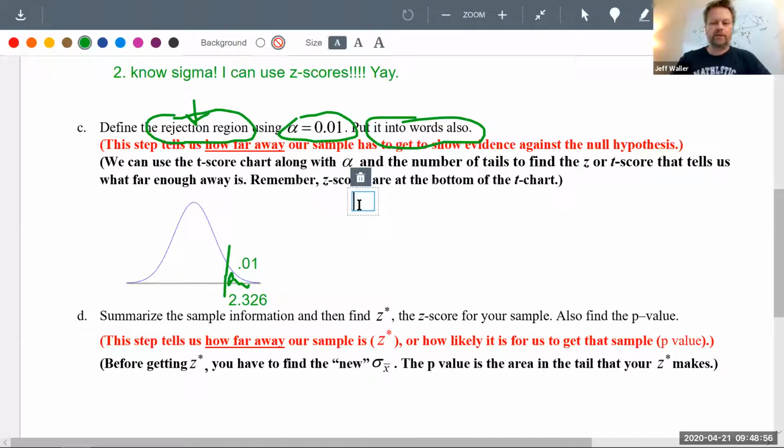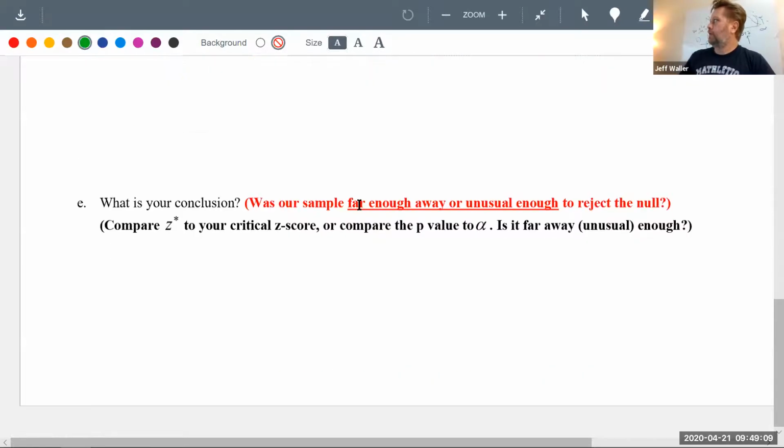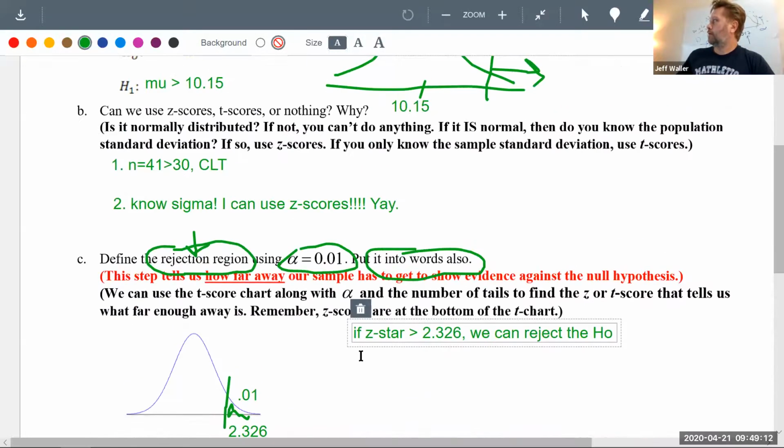So if the z-score I get from my sample, which I call z star, is greater than 2.326, we can reject the H0. Which means if I can reject the null, that means that I can support the H1. I just said the same thing twice. If this one little dude sounds like he's wrong, then that must mean the other little dude sounds like he's right if they have opposite viewpoints.